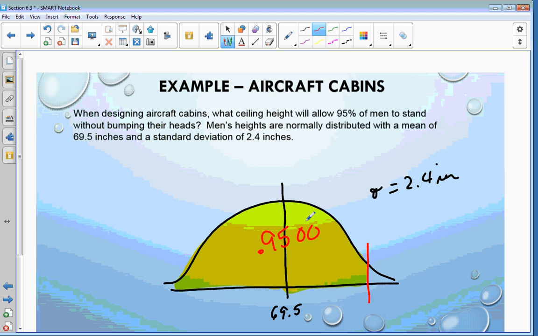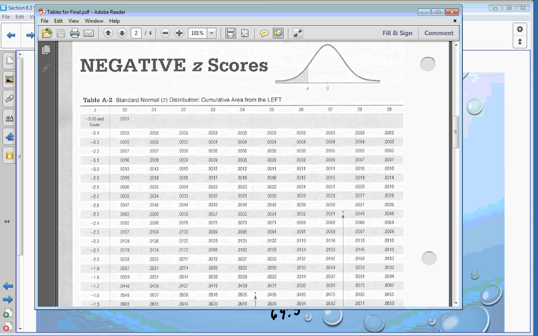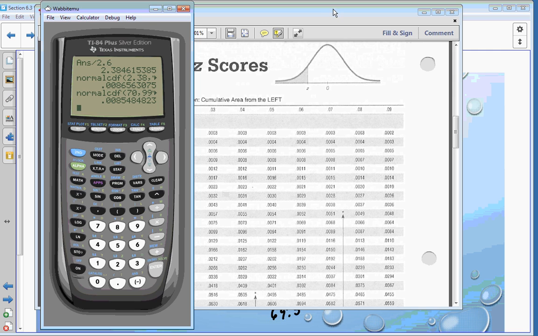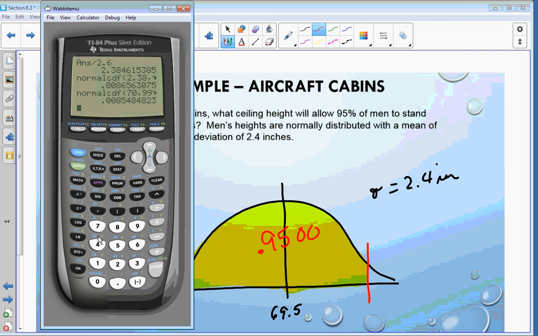So this is 0.9500 is the area under the curve. Even though it's 0.95, if we still have the two zeros, it is the area under the curve. Because I have the area, I'm going to use the inverse. I can look up the area on my table, or I can use the inverse. My area is 0.9500.